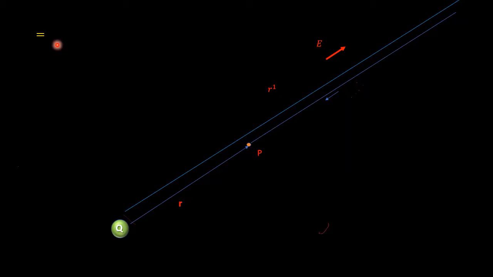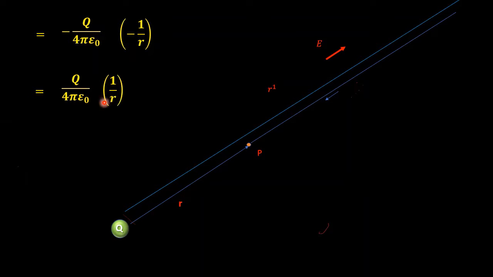It becomes minus Q by 4 pi epsilon 0 into minus 1 by R, that is equal to Q by 4 pi epsilon 0 1 by R. So the potential at the point P is equal to 1 by 4 pi epsilon 0 Q by R. Potential is inversely proportional to the distance. As the distance increases, the potential decreases, as seen in the equation.